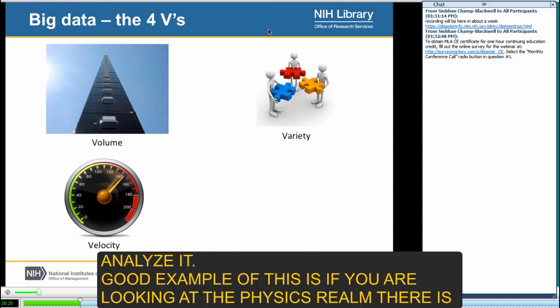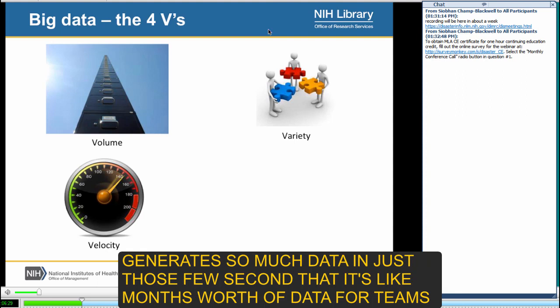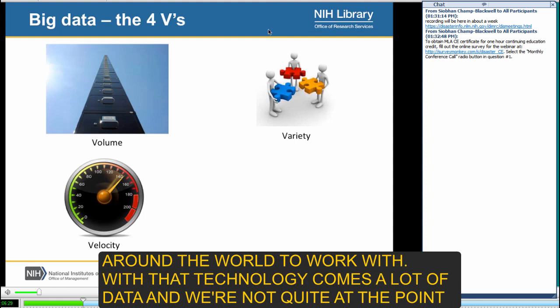A good example of this is if you're looking at the physics realm, there's the Large Hadron Collider in, I believe, Switzerland, and the experiments that they do take just a couple of seconds to run, but it generates so much data in just those few seconds that it's like months' worth of data for teams all around the world to work with.